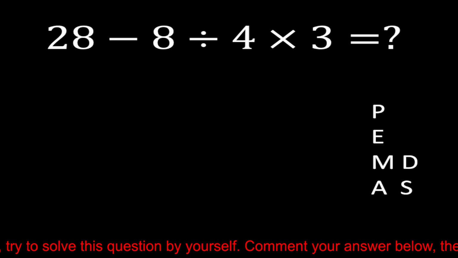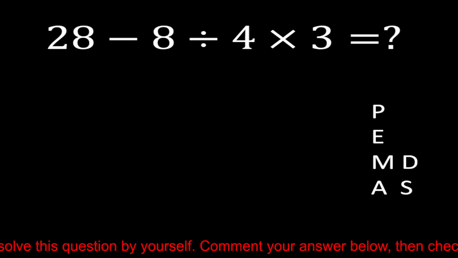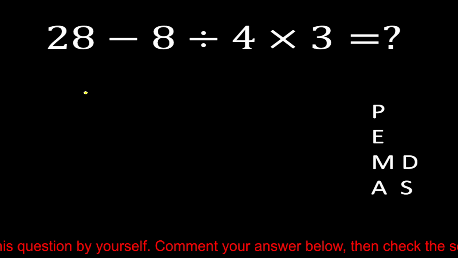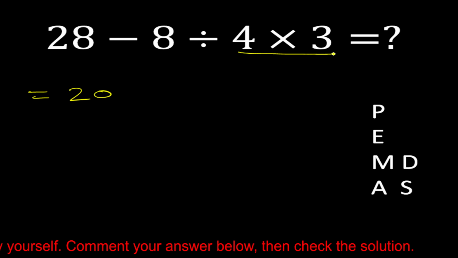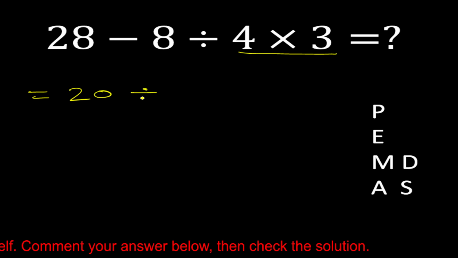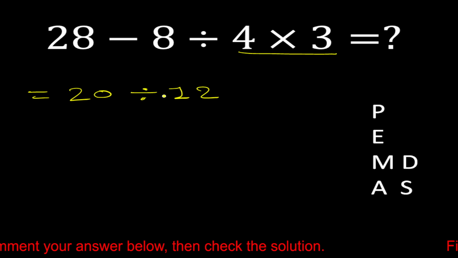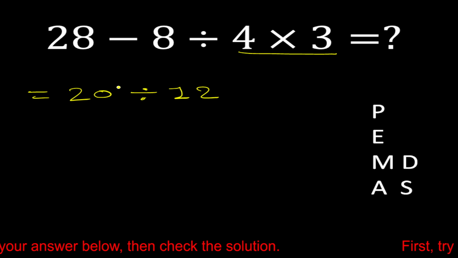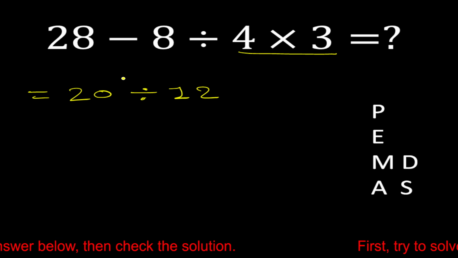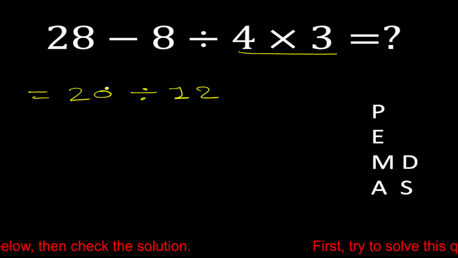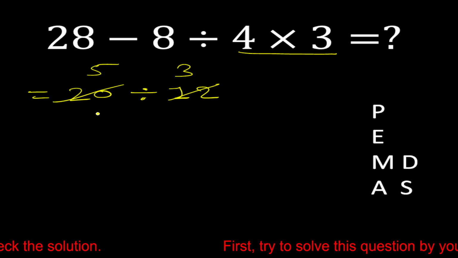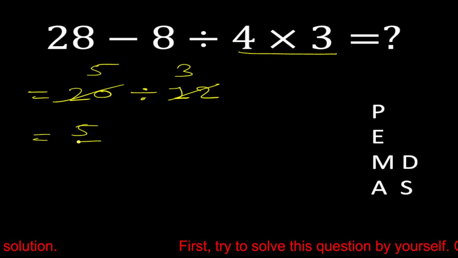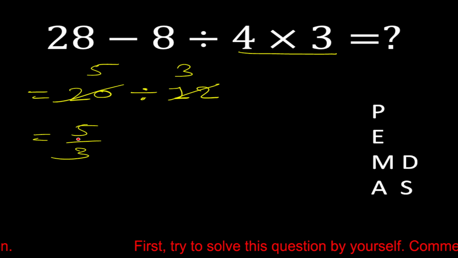So most people solve this question like 28 minus 8 is equal to 20. Then 4 multiply 3 is equal to 12. Okay. Now 20 divided by 4 is equal to 5, and 12 divided by 4 is equal to 3. So the answer is 5 upon 3. But this answer is not correct.